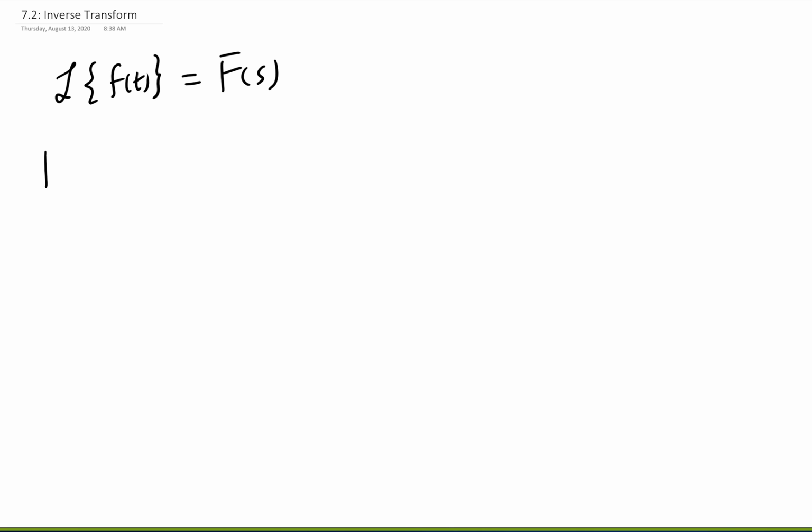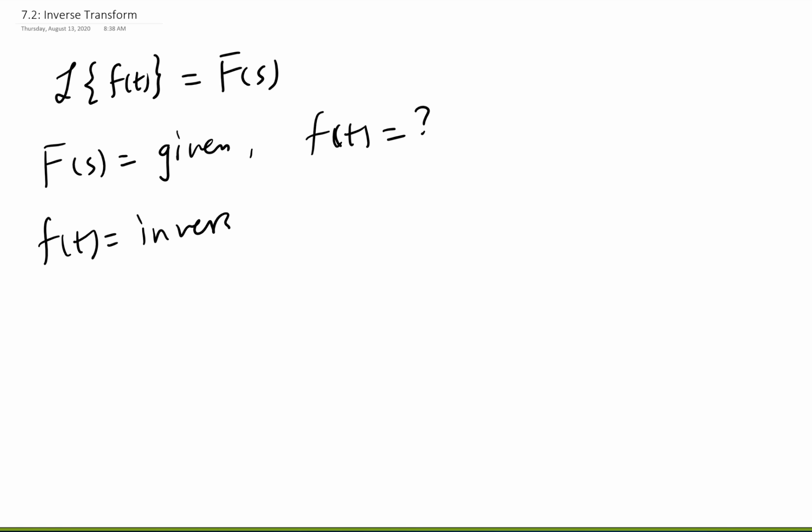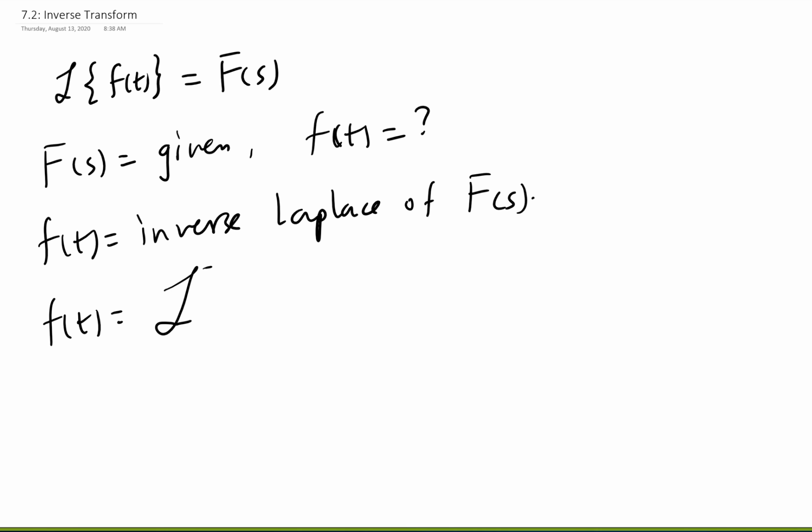And so what's going to happen here is they're going to give you F of s, and what you are required to do is to find f of t. So go backwards. And this backward process is called the inverse transform. So f of t here is the inverse Laplace of capital F of s. So in other words, in symbols you can write it like this. This is the inverse Laplace of capital F of s. That's what f of t is going to be here in this section.